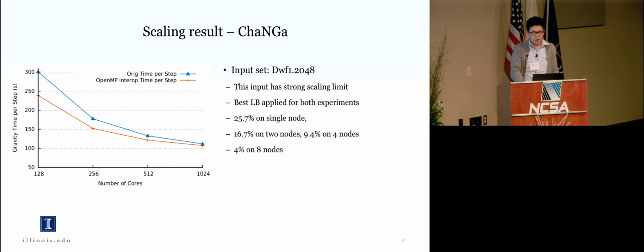Finally, we also ran ChaNGa. I used some small input sets, so this input set has some strong scaling limit. On a single node, we achieved 0.7% improvement, but yeah, the benefit seems to decrease over a larger number of cores.